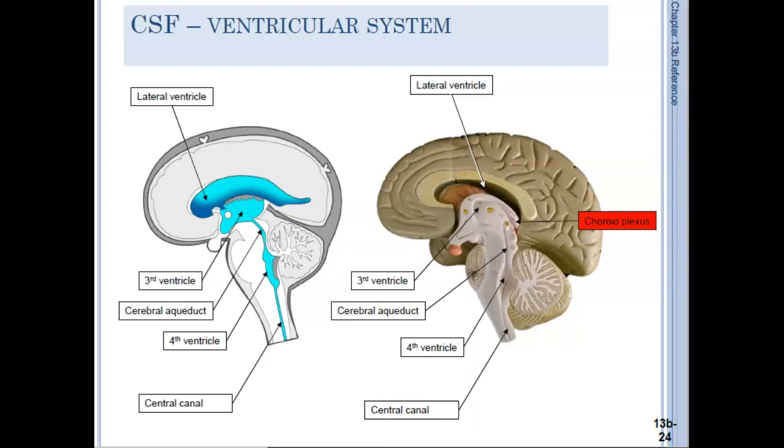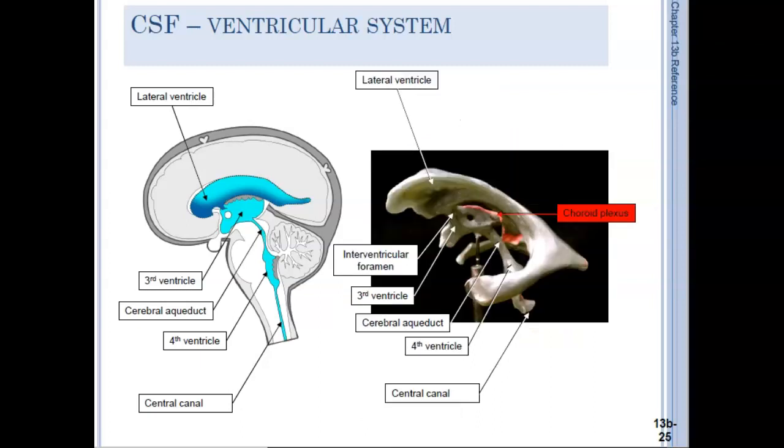The cerebral aqueduct is going to send cerebrospinal fluid to the third ventricle, and the central spinal canal is going to send cerebrospinal fluid to the spinal cavity. The third ventricle is going to get its cerebrospinal fluid from the cerebral aqueduct, and then the central spinal canal is going to then send cerebrospinal fluid down to the spinal cord.